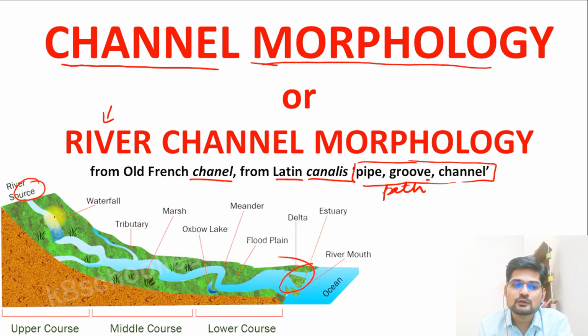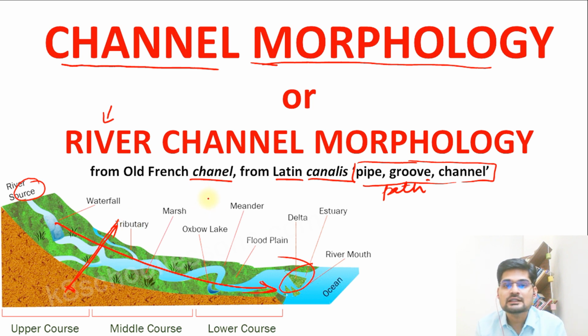What does this channel look like? What are the important components of this channel? And how does this morphology, that is the study of the shape of this channel, appear in the longitudinal section as well as the cross section? When we say longitudinal profile of the river or the cross profile, we basically mean along the river, that is longitudinal in nature, and across it, that is the cross profile.